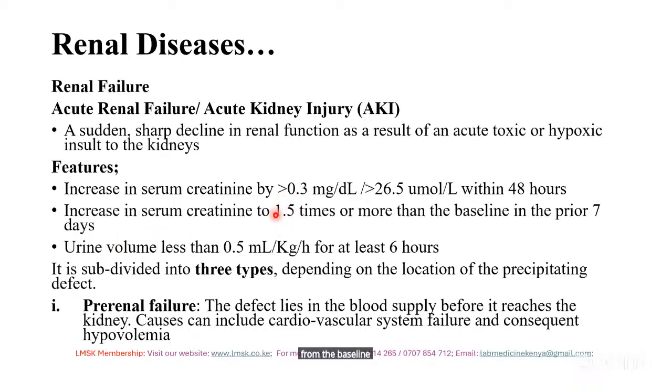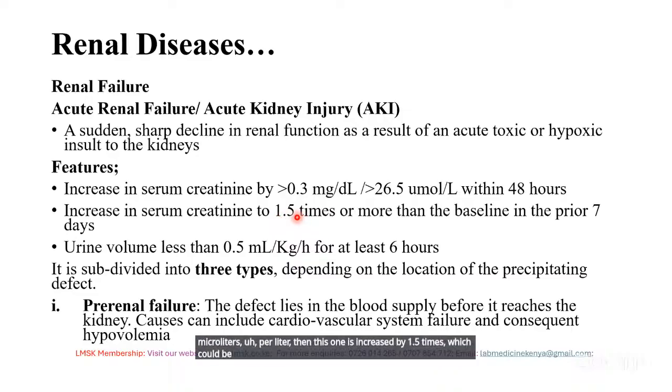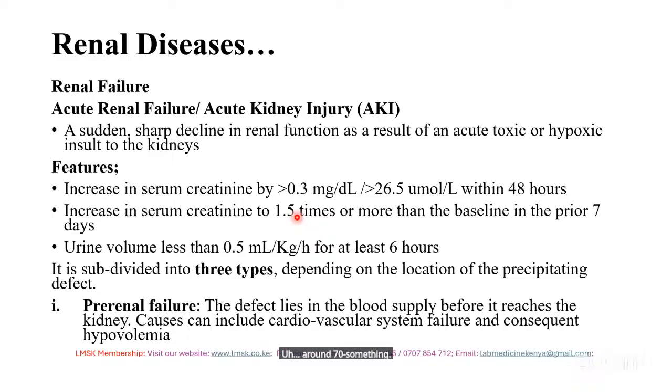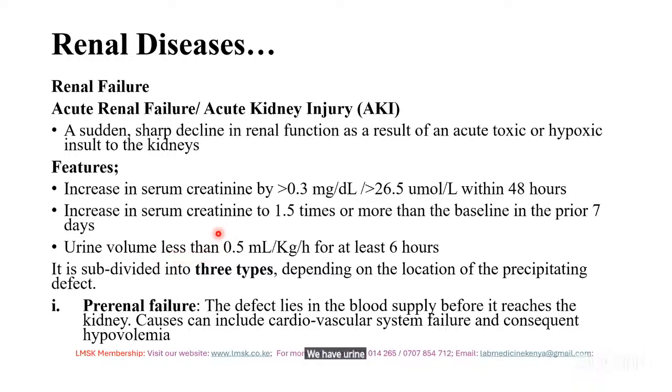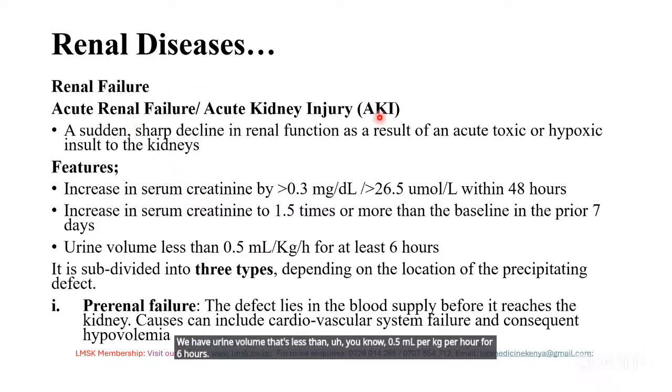So if you have your normal creatinine as maybe 50 micromoles per liter, then this one is increased by 1.5 times, which could be around 75. That's 50 times 1.5, it could be 75. Then you do it again, it's increasing like that. We have urine volume that's less than 0.5 ml per kg per hour for 6 hours. These ones are all characteristics of acute kidney injury.